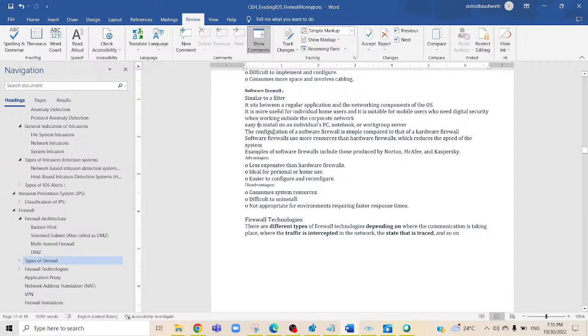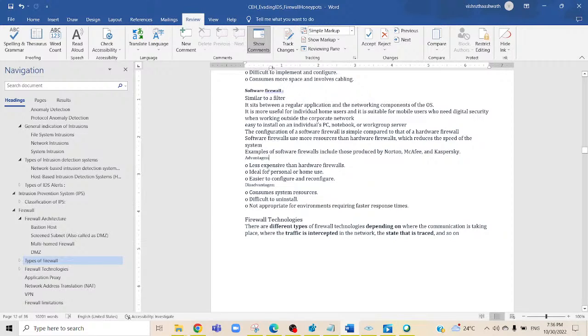Easy to install on an individual's PC, notebook, or workgroup server. The configuration of a software firewall is simple compared to that of a hardware firewall. Software firewalls use more resources than hardware firewalls, which reduces the speed of the system. Examples of software firewalls include those produced by Norton, McAfee, Kaspersky.